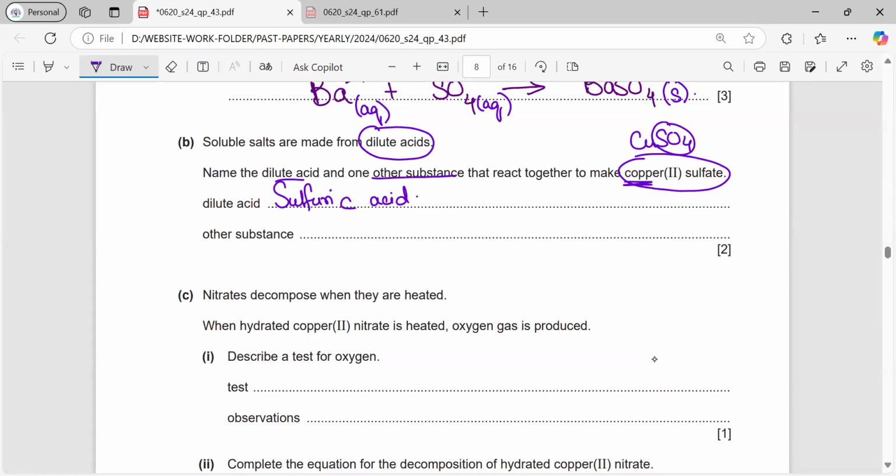And as for the copper, we can use copper oxide, or we can also use copper hydroxide. We can also use copper carbonate in it. Copper carbonate.